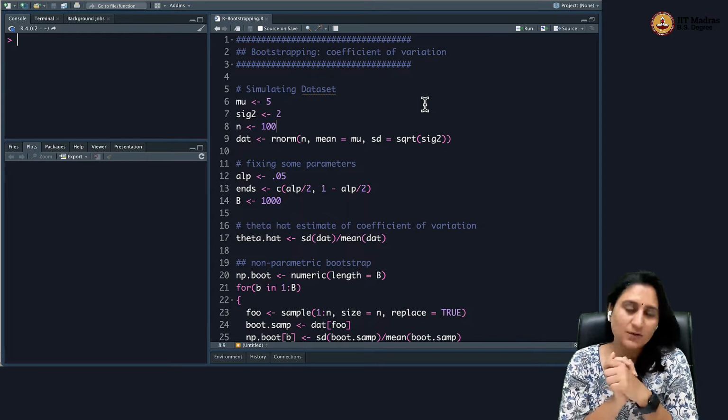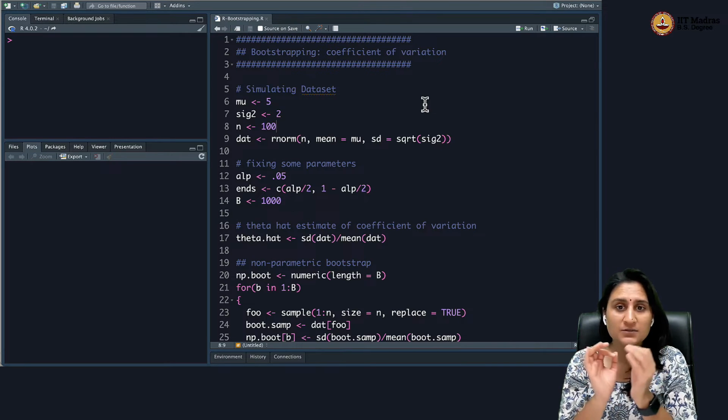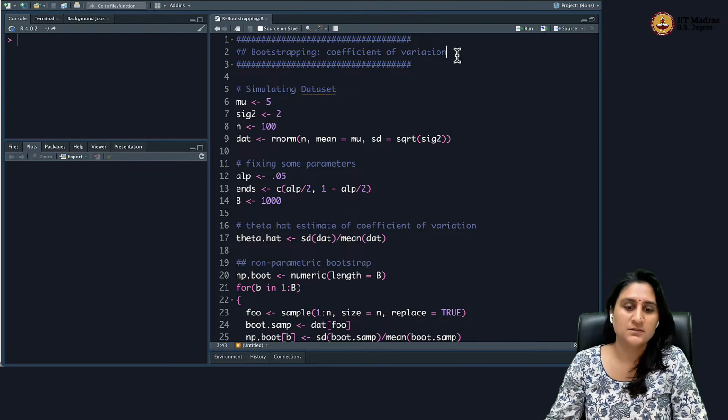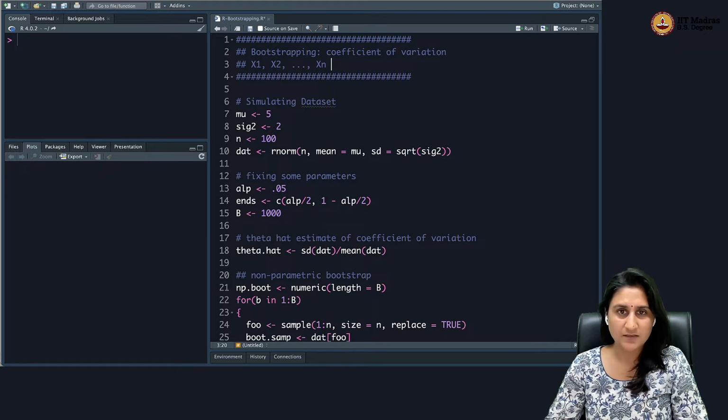Okay, so in this video, I'm going to talk about bootstrapping and show the implementation of bootstrapping that we did in the previous video, particularly using the coefficient of variation example. So recall that the system of the data was that x1, x2, etc., xn is from a normal distribution with mean mu and variance sigma squared, right?